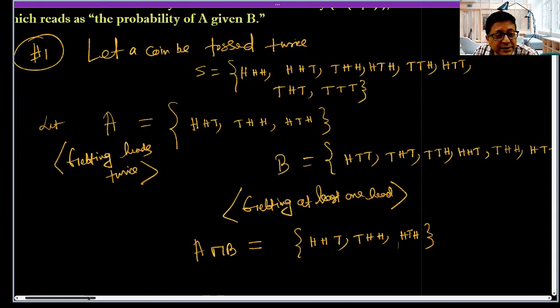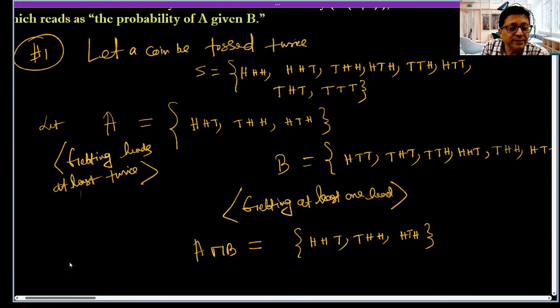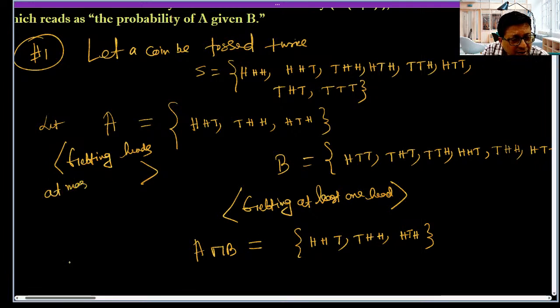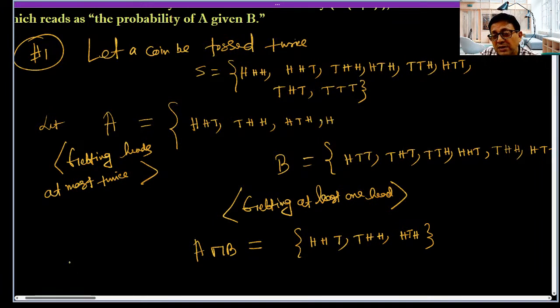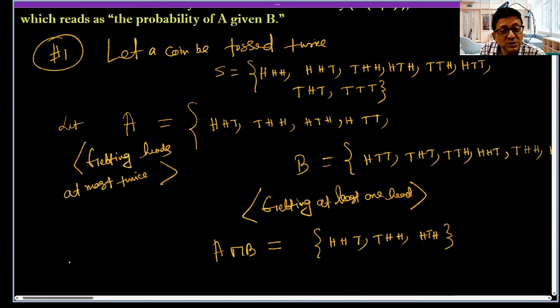So one change I am making here: instead of getting heads at least twice, it will be getting heads at most twice, not more. I have taken two heads over there. At most means there may be a head once, tail, at most twice.